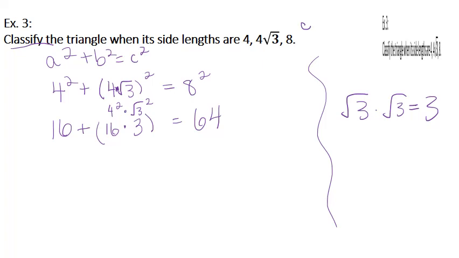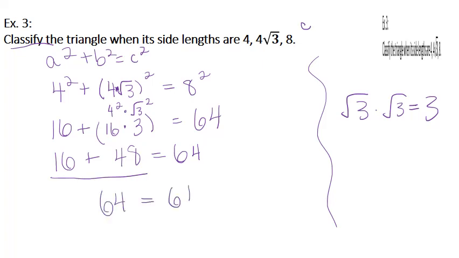Well, 16 times 3 is 48, and then we just bring everything else down. So this is a little bit of review of order of operations, or PEMDAS. And now we're taking 16 plus 48, which is 64, and that is indeed equal to 64, which means we have what kind of a triangle on this one? We have a right triangle because the two sides of our equation on the Pythagorean theorem equal each other. 64 is equal to 64.